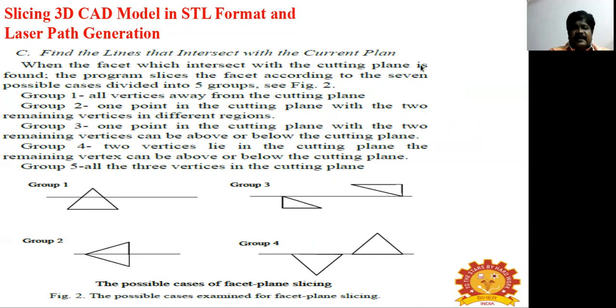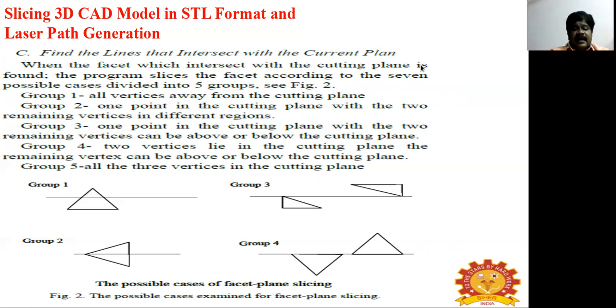Group 2 is one point in the cutting plane with the two remaining vertices in different regions. Group 3 defines one point in the cutting plane with the two remaining vertices above or below the cutting plane. Group 4 is the two vertices lying in the cutting plane. Group 5 is all three vertices in the cutting plane. These are the possible cases that are examined for facet plane slicing.